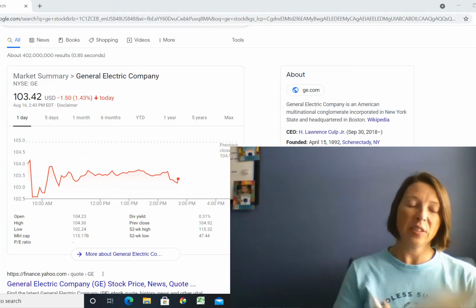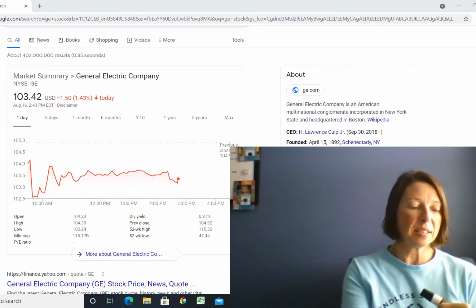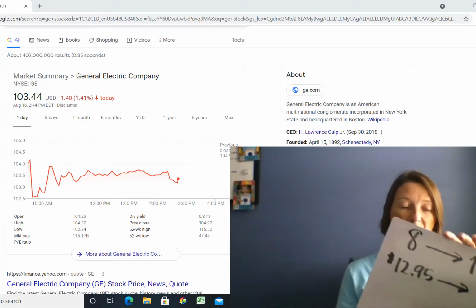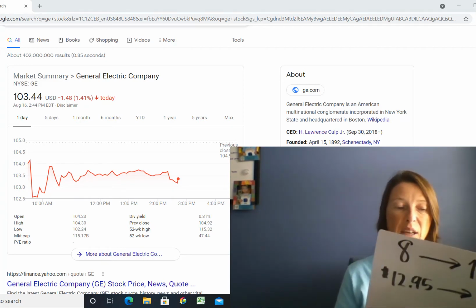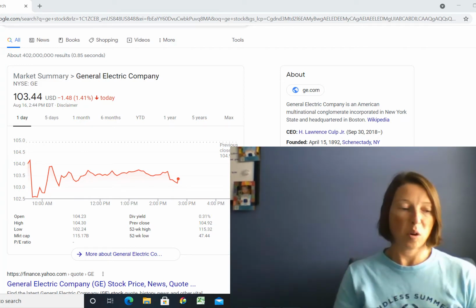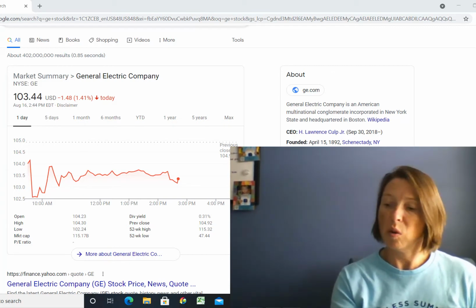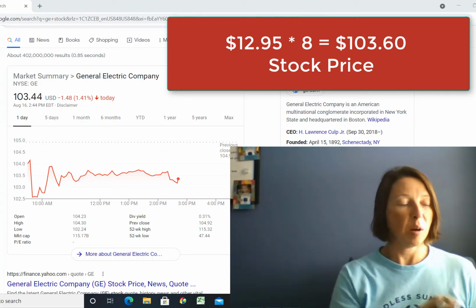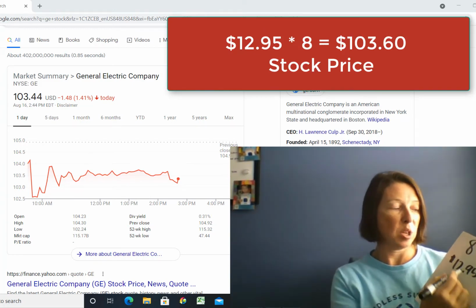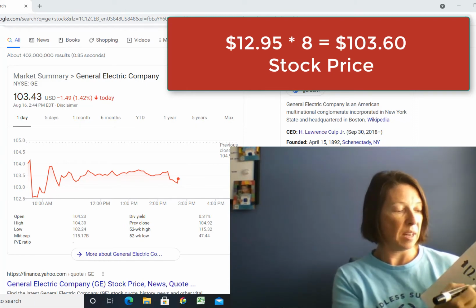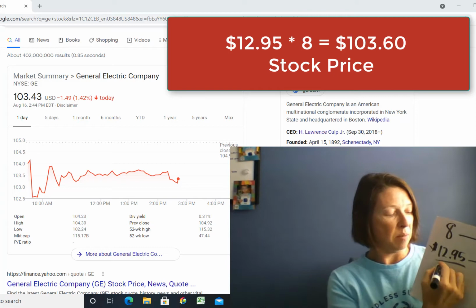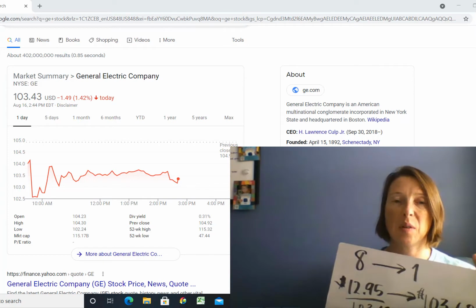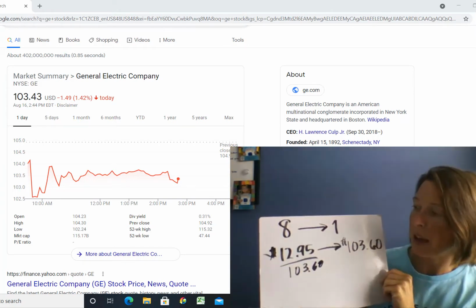So as I said, on the closing on that previous day, it was $12.95 for 1 share of stock. And then on Monday, August the 2nd, when it opened up, it was trading for roughly $103.60. So mathematically, that's the same amount. If you had 8 shares of stock, 8 times $12.95 is going to be your $103.60. So it's going to be the same.